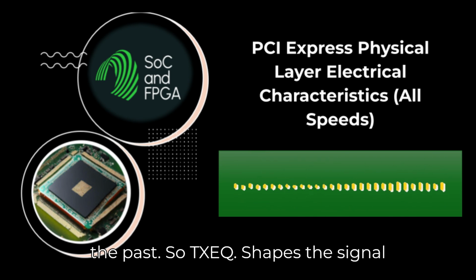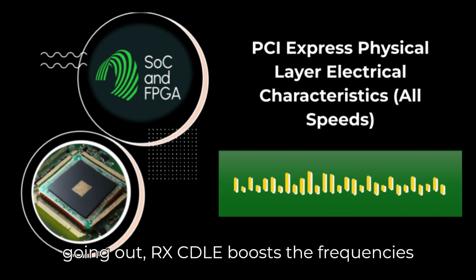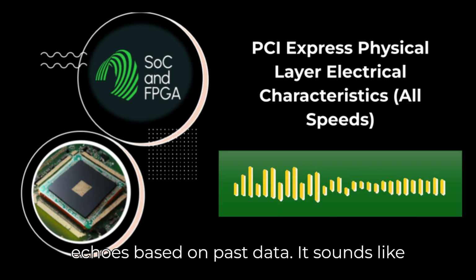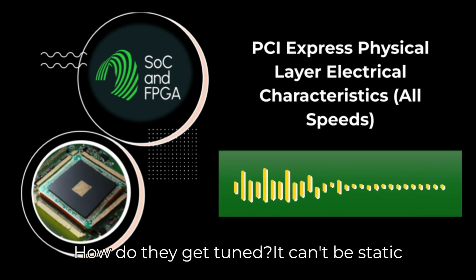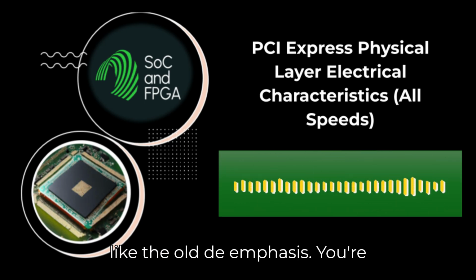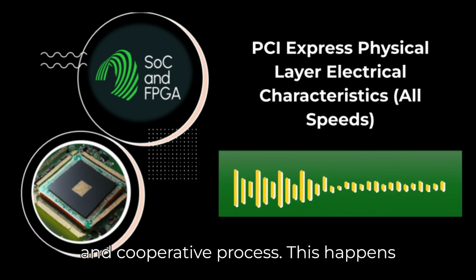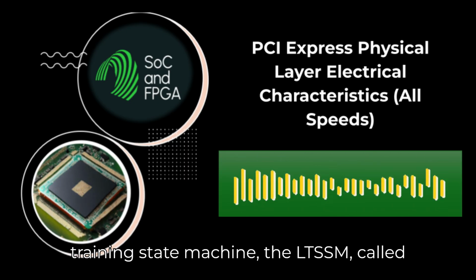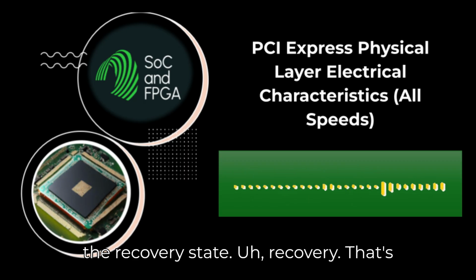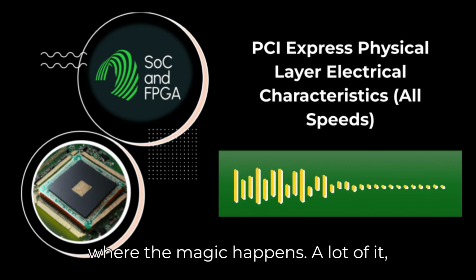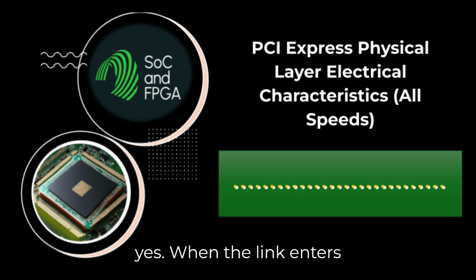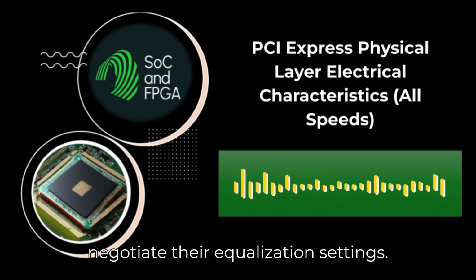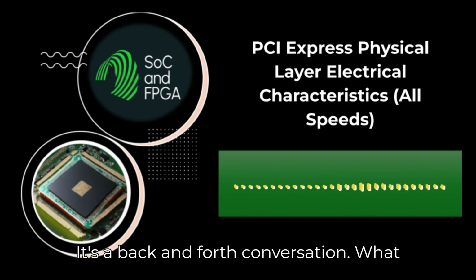So TXEQ shapes the signal going out, RxCTLE boosts the frequencies coming in, and RxDFE cancels out the echoes based on past data. It sounds like these need to work together perfectly. How do they get tuned? It can't be static like the old de-emphasis. You're absolutely right. It's a highly dynamic and cooperative process. This happens during a specific state in that link training state machine, the LTSSM, called the recovery state. Recovery. That's where the magic happens. A lot of it, yes. When the link enters recovery, maybe to change speeds or just optimize the connection, the two devices negotiate their equalization settings. It's a back-and-forth conversation.